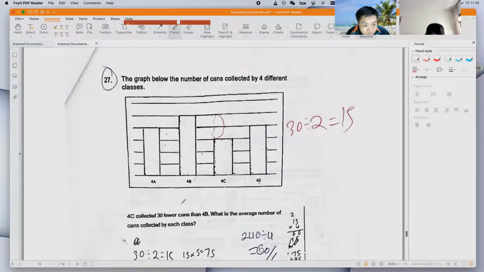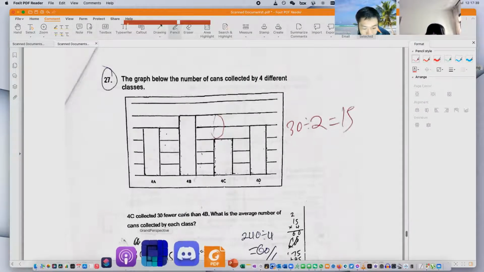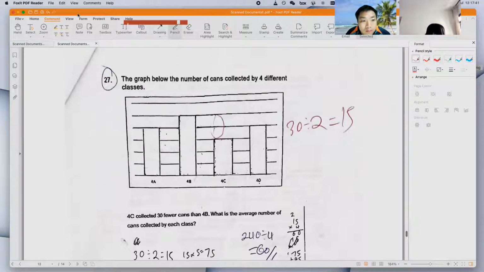Okay, question 27. By the way, what are you eating? What are you eating? Curry. Oh, nice.